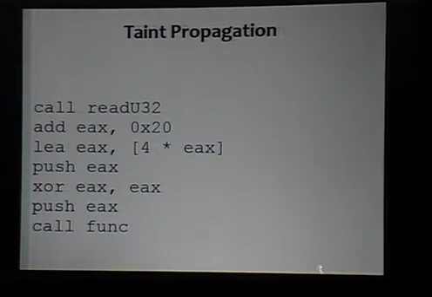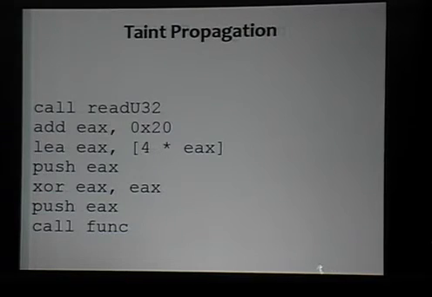So here's a sample. If we put a watch point on the call to read U32, such that EAX was marked as tainted after this call returned, then after the call, EAX would be marked as tainted. Then the add EAX and 0x20 would execute, and still EAX would be tainted because it goes back into EAX. Then there's the load effective address of EAX and 4 times EAX, and once again, only EAX remains tainted. We'd push EAX and we'd mark that address on the top of the stack as tainted.